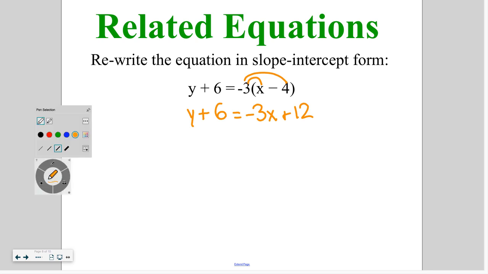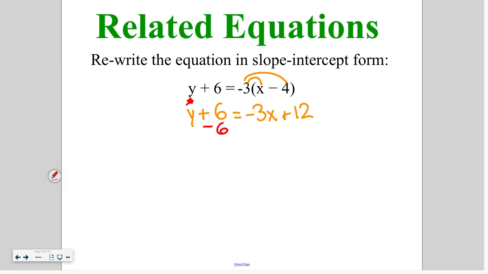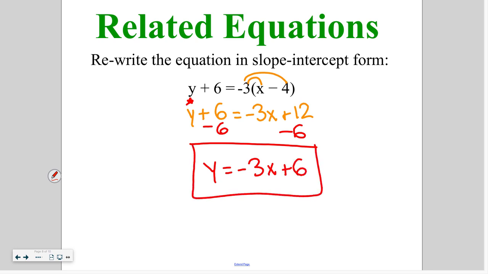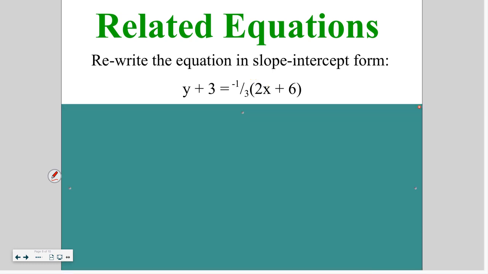We want y to be the only thing by itself, so we're going to leave the y alone and move the 6 to the other side of the equation. So I end up with y is equal to negative 3x plus 6. And that gives us our slope-intercept equation. Go ahead and try this one on your own.